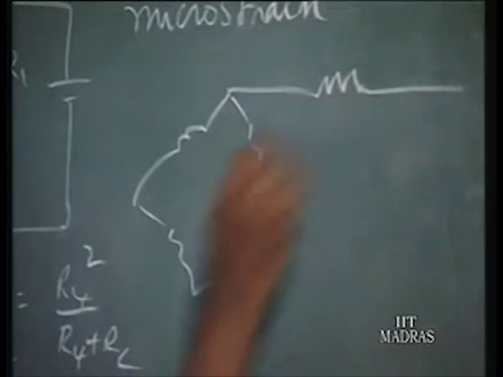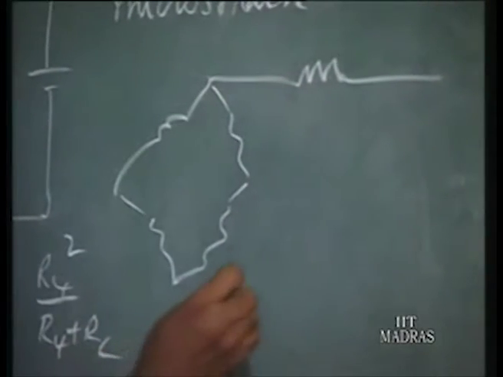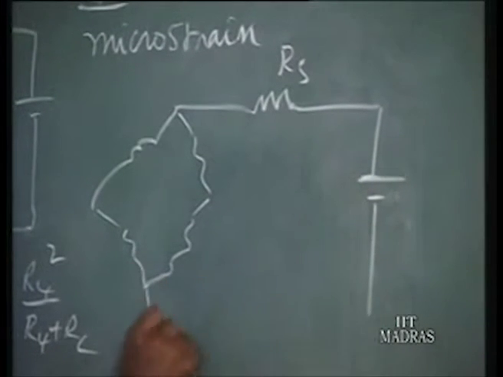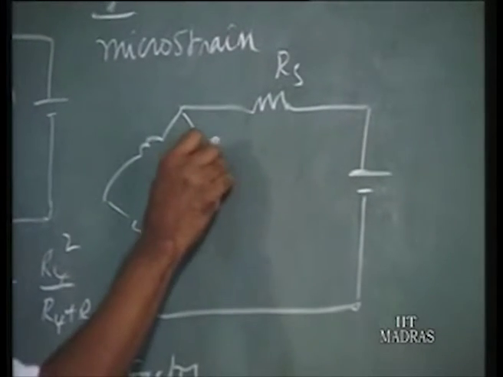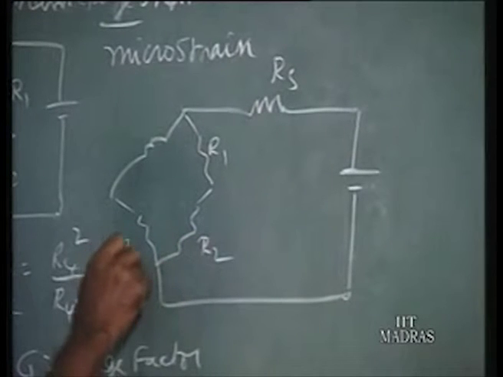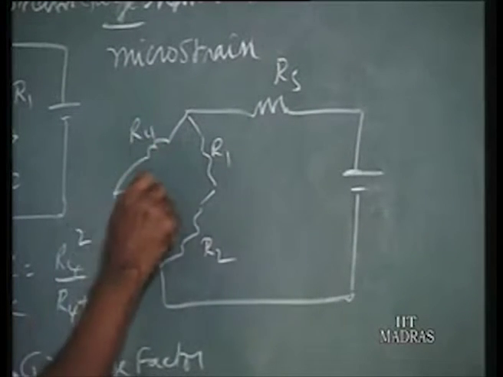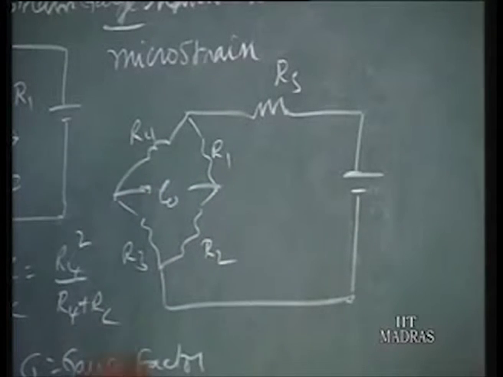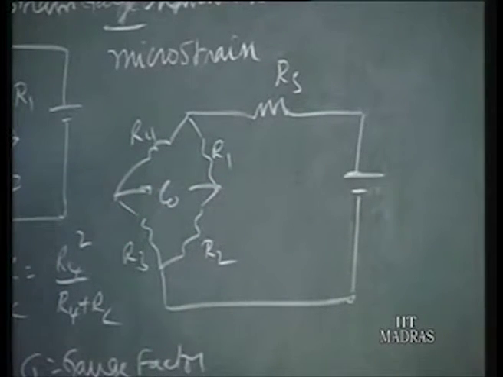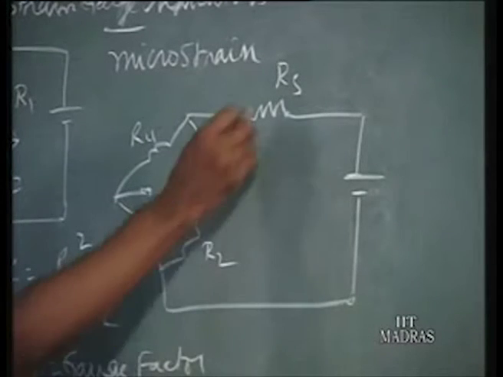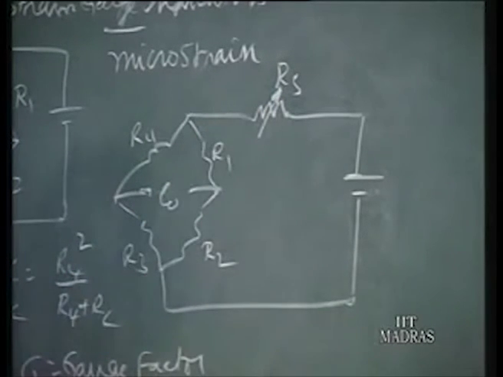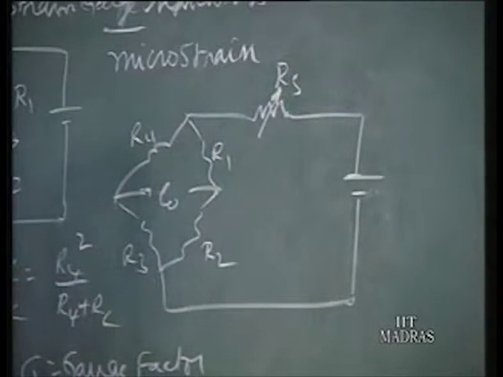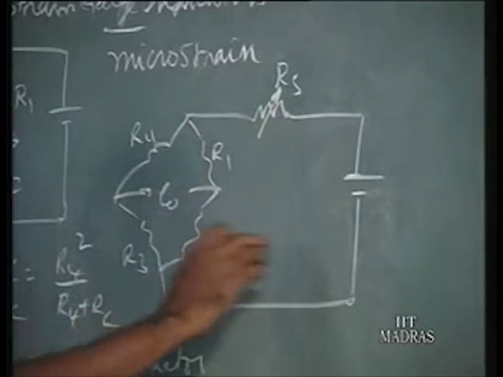There is one more resistance in series, call it RS, and this is our excitation. This is R1, R2, R3, R4, and EO is obtained here. So when sensitivity is to be adjusted, we are adjusting one of the series resistances in excitation. RS is in series with the excitation. So when we change the resistance, what happens?